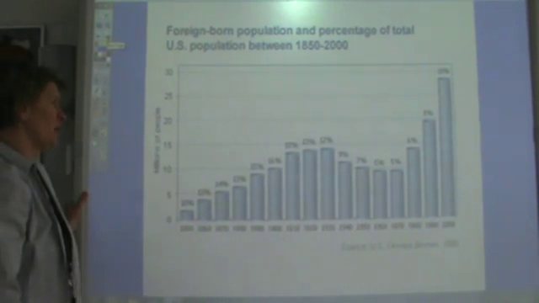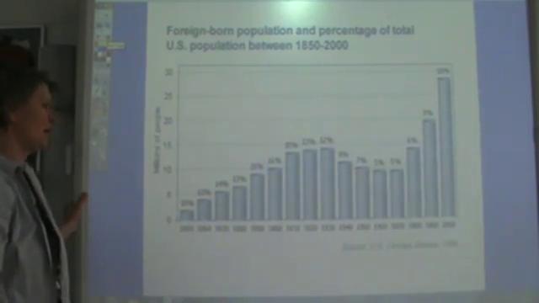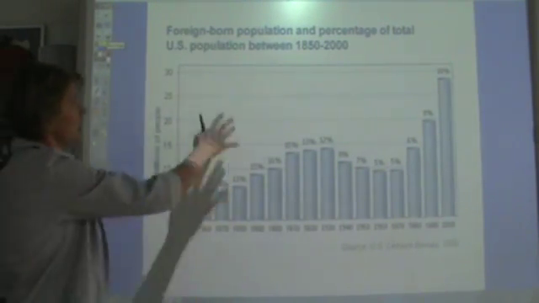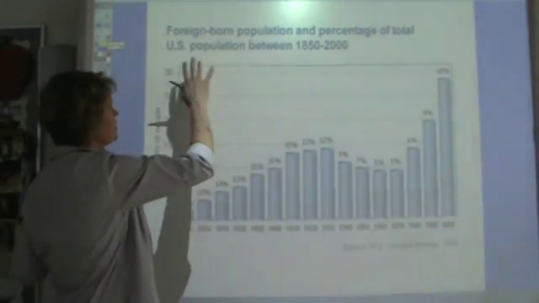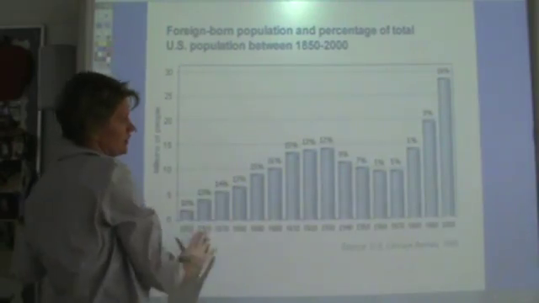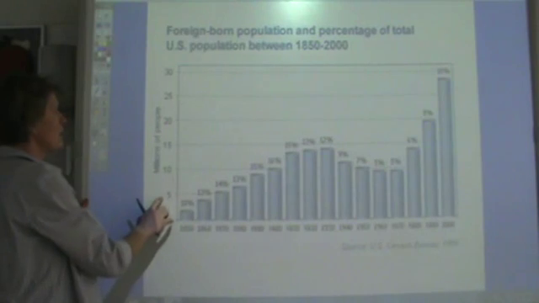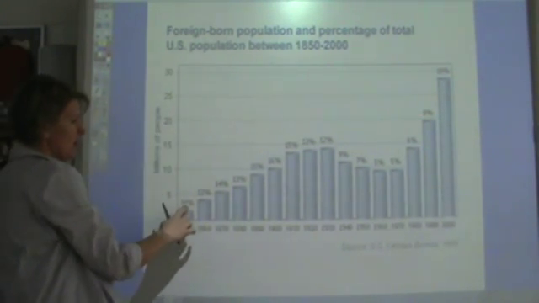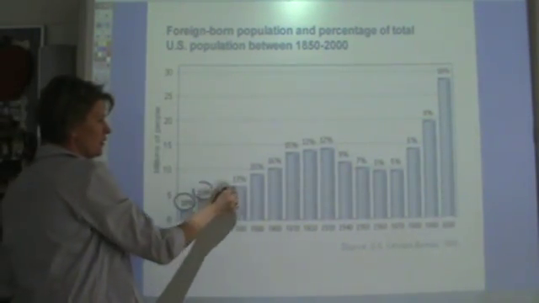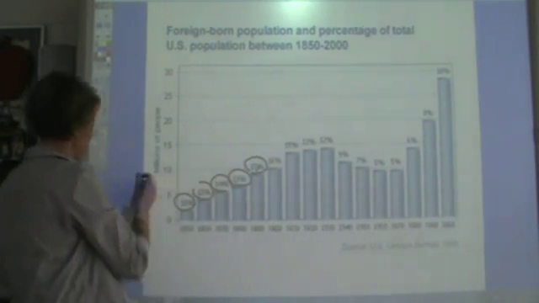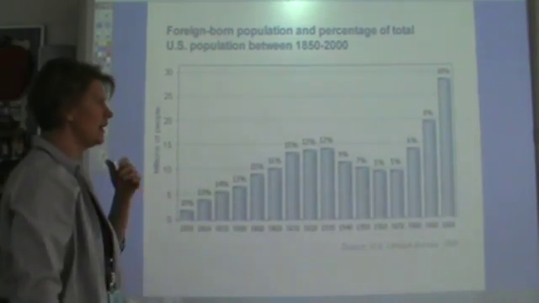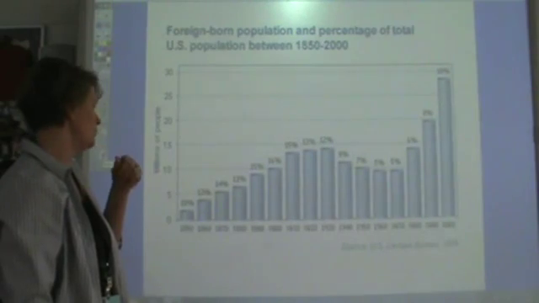This one's a really weird graph. Okay, so if you look at it closely, first of all, it's the foreign-born population and percentage of total U.S. population between 1850 and 2000. So we've got our years across the bottom. We've got our millions of people up the side, but then they put these percentages at the top of each column. Okay, so at a quick glance, you're like, okay, well, that kind of makes sense.